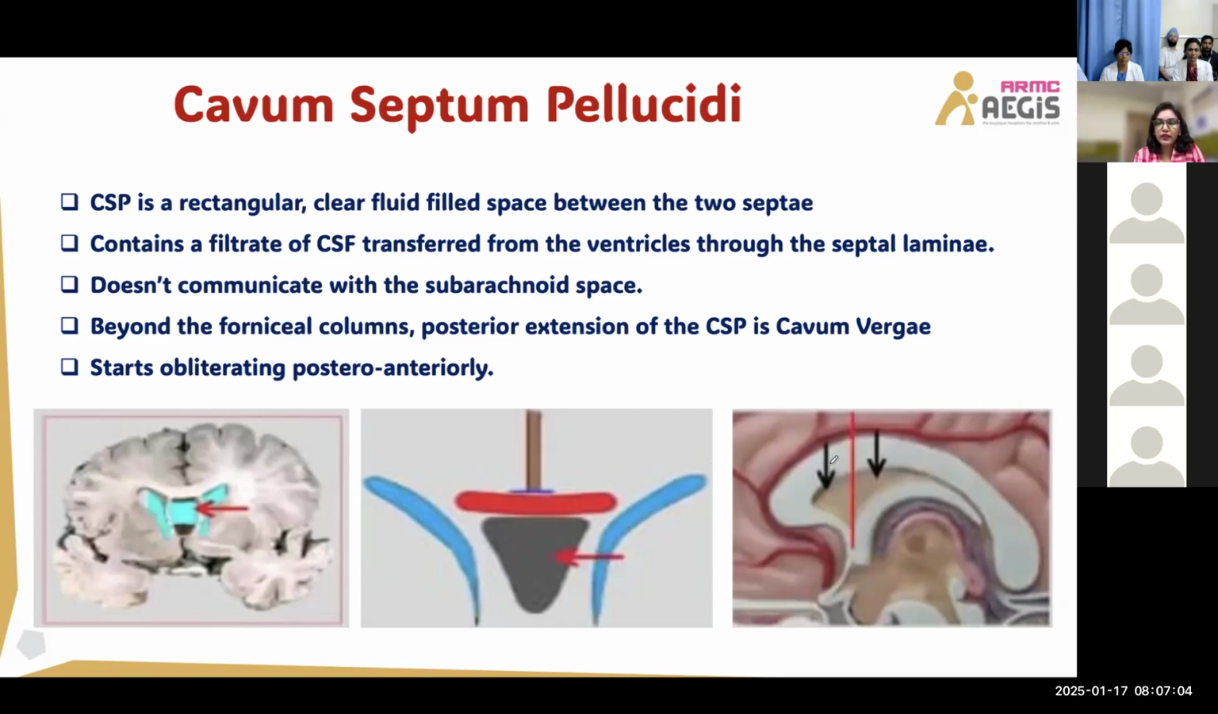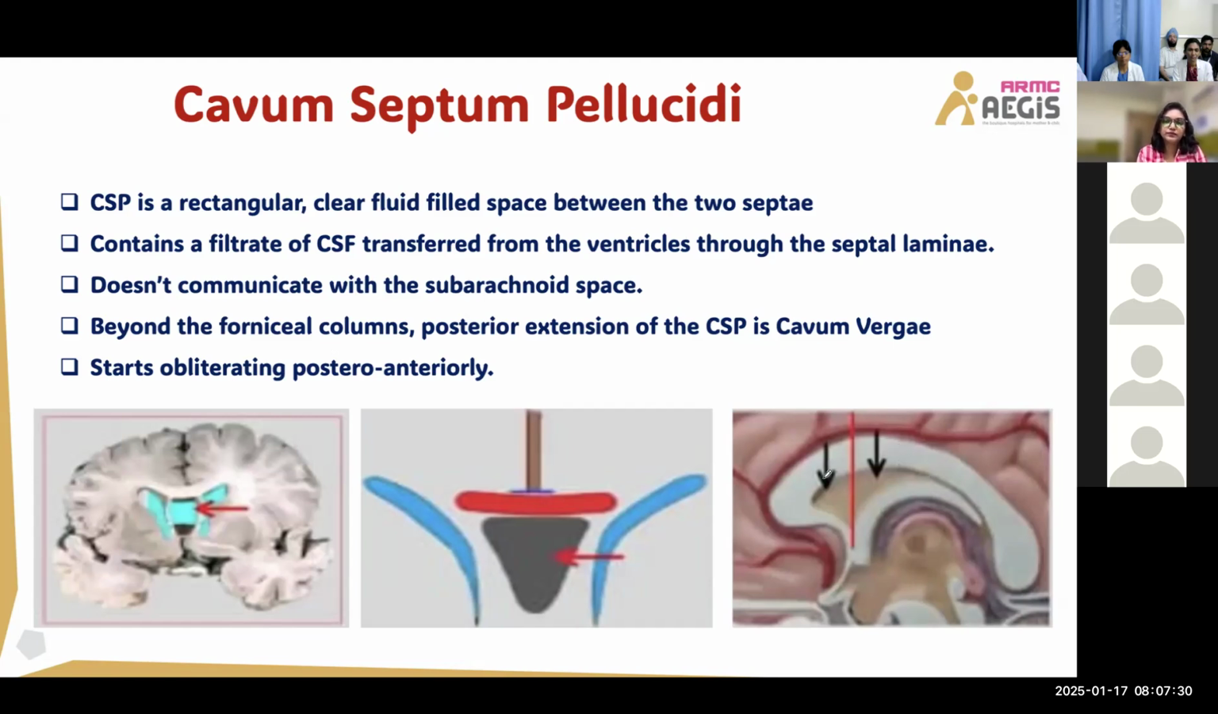So if we draw an arbitrary line that passes through the fornicial columns and along the foramen of Monro, the area behind this line is nothing but the posterior extension of cavum septum pellucidum, and it is named as cavum vergae, whereas the area in front of this line is the cavum septum pellucidum. So by around 37 weeks of gestational age, the CSP starts obliterating posterior-anteriorly, that is starting from cavum vergae towards cavum septum pellucidum.